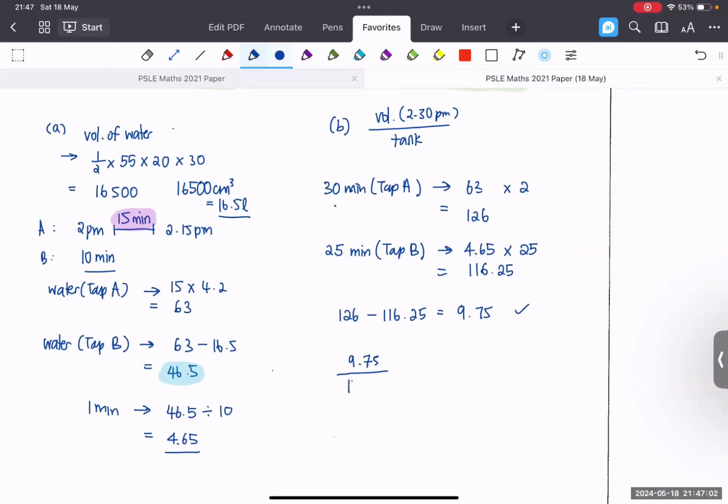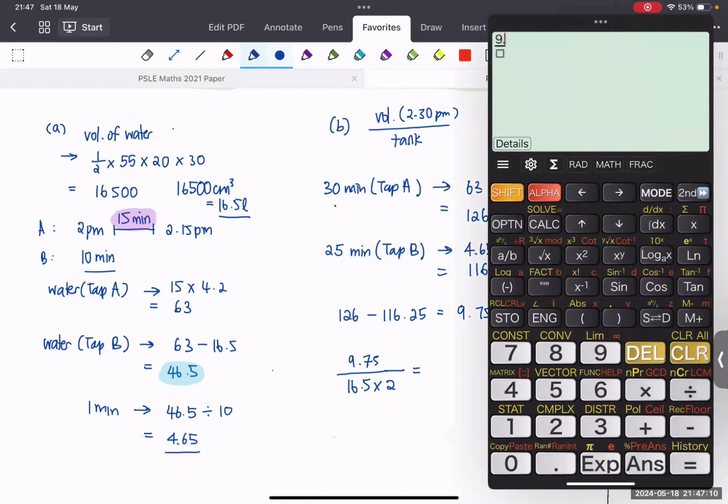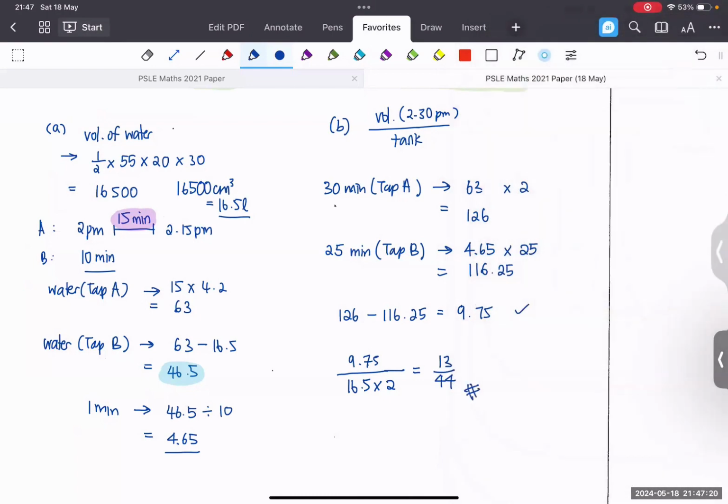Remember, the tank is 16.5 for half, right? You need to times 2. So when you times 2, you put it into your calculator. Don't forget this is paper 2, so you can work with fractions on your calculator and still get the answer very quickly. So it's 13 out of 4. This is for part B.